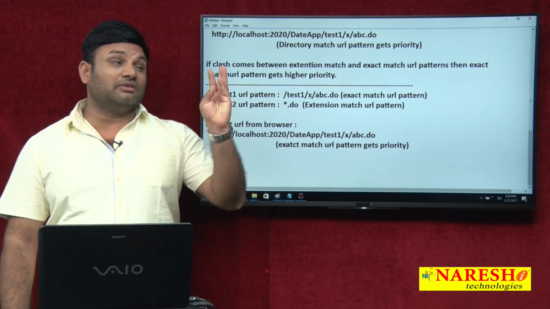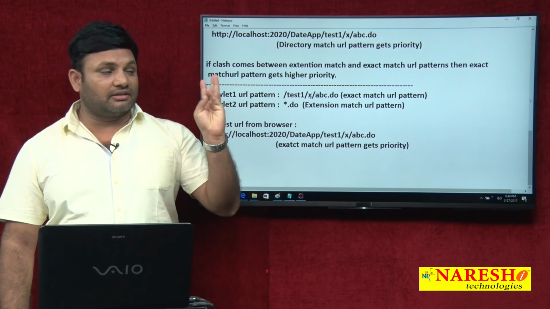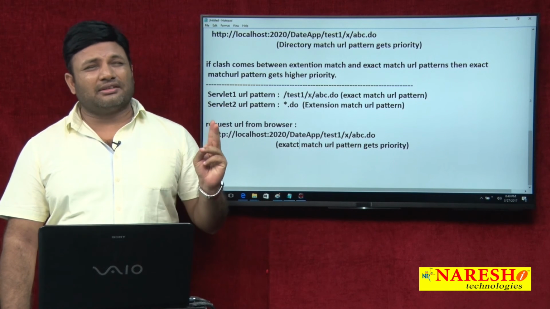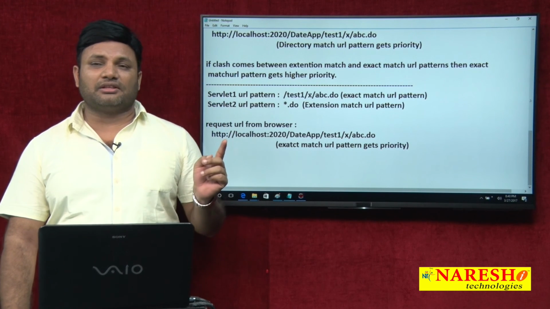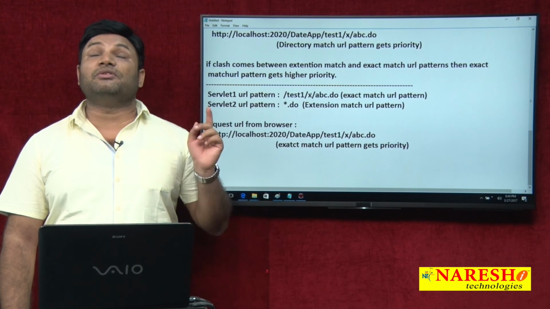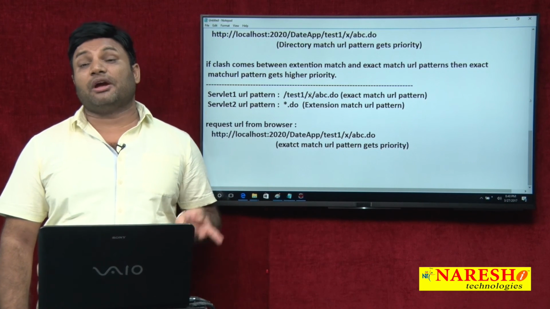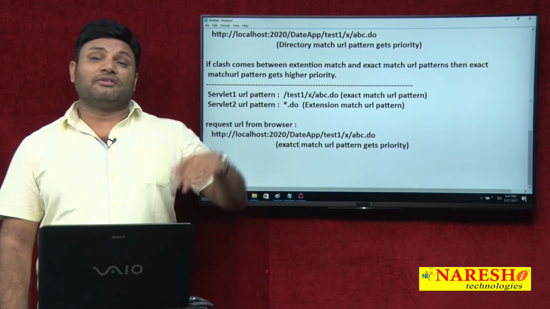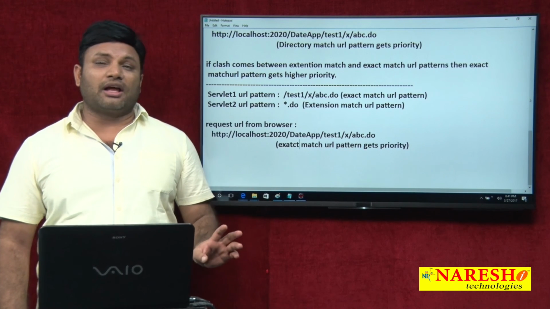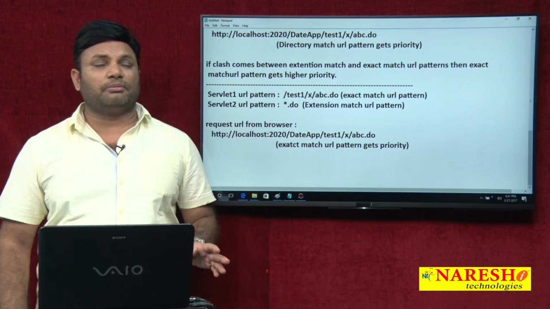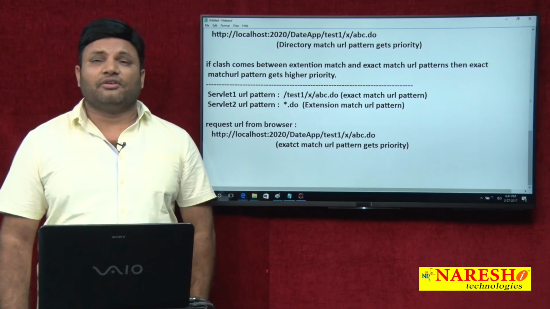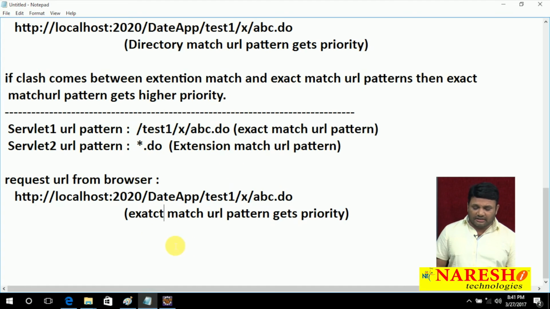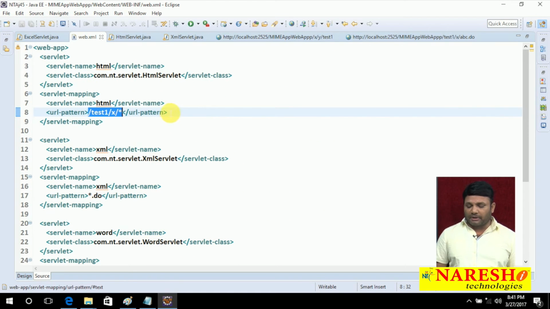If a clash comes between exact match and directory match, exact match is the winner. If a clash comes between exact match and extension match, exact match is the winner. If a clash comes between directory match and extension match, who is the winner? Directory match is the winner. If a clash comes between all three URL patterns in a single web application, exact match is the winner. That means the container gives higher priority to this. Let's demonstrate this one practically.